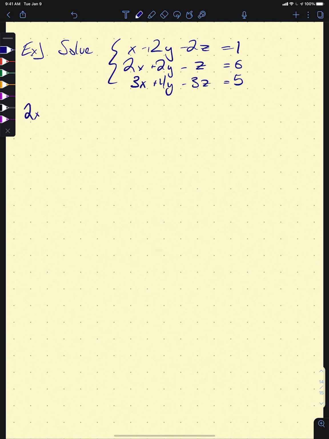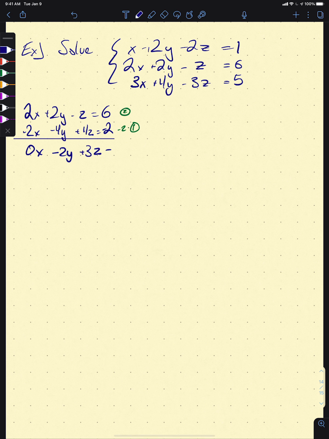So let's start by trying to reduce equation 2, right? So we'll copy equation 2 back down. 2x plus 2y minus z equals 6, right? That's equation 2. And it looks like I want to multiply equation 1 by negative 2, right? It's going to give me a negative 2x, minus 4y plus 4z equals negative 2. And when I add these, I'm going to get 0x, which is what we want, minus 2y plus 3z equals 4. Okay.